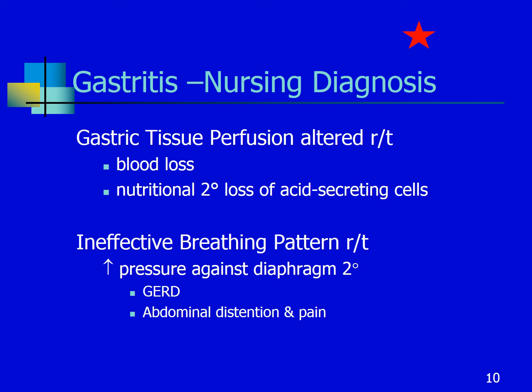All right, so let's talk about some nursing diagnoses as they pertain to gastritis. So 1, gastric tissue perfusion. That makes sense, right? Related to blood loss or nutritional secondary to loss of acid secreting cells, right? Another one is ineffective breathing pattern related to increased pressure against the diaphragm, secondary to GERD, secondary to abdominal distension and pain.